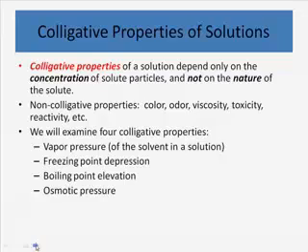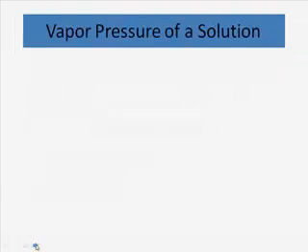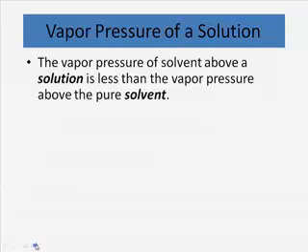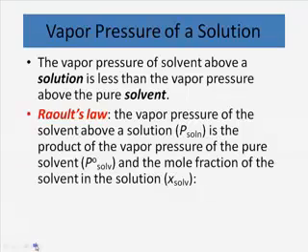And the properties that we're going to be focusing on are vapor pressure, freezing point depression, boiling point elevation, and osmotic pressure. The first thing to think about is that when we add a solute to a solvent, the vapor pressure of the solvent is lowered.